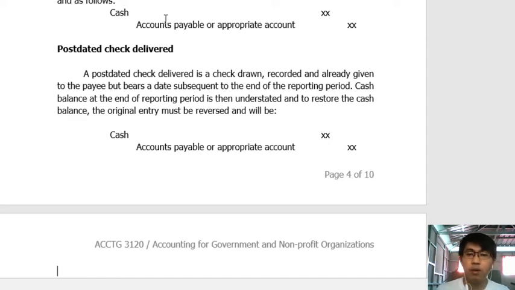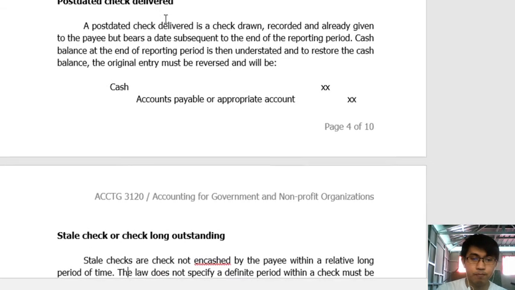However, when you record it, you record office supplies expense and then you credit cash, for example. So, magiging understated yun kung ang end ng reporting period ay ngayon. Papaano ang gagawin mo dyan to restore the normal cash balance? So, same procedure. You restore by debiting cash, and then you credit accounts payable or any appropriate liability account. So, yun ang treatment sa post-dated checks.